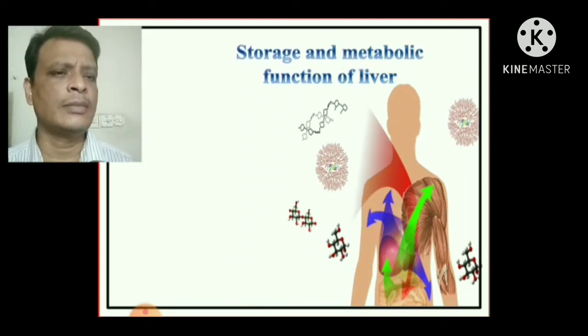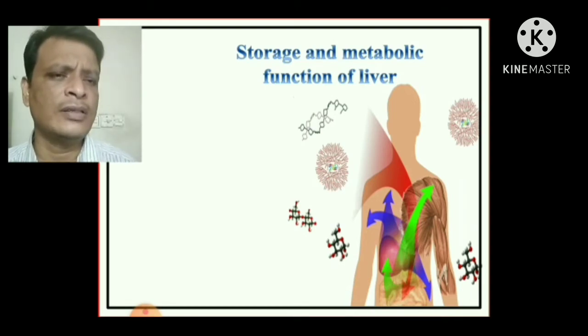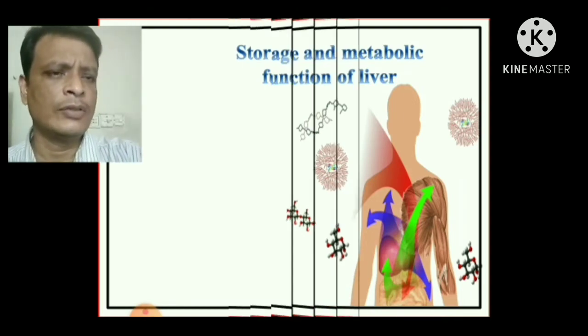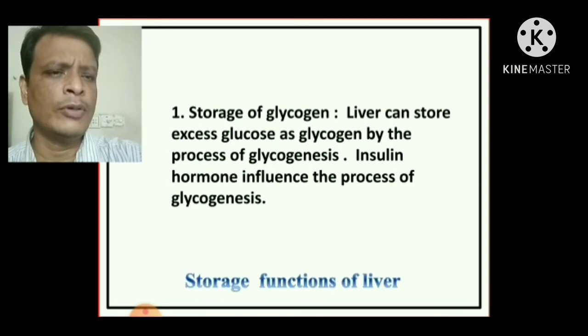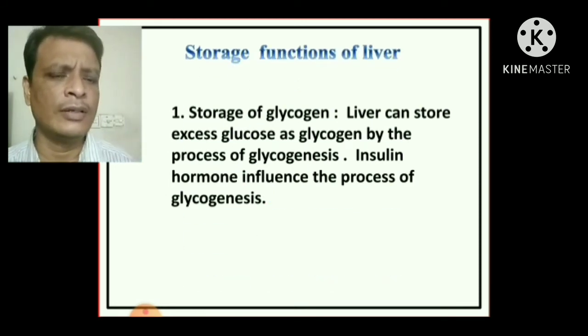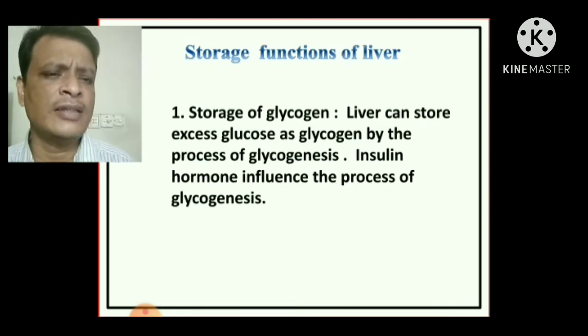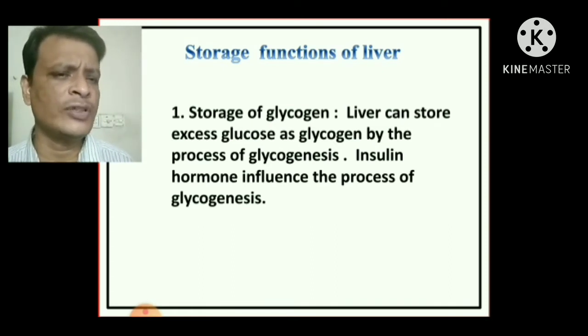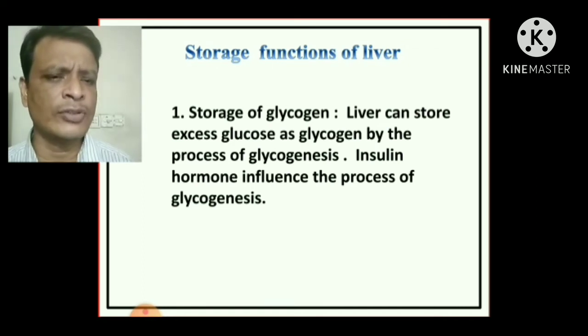Now let's discuss the functions of the liver. The liver has mainly 2 functions: storage and metabolic functions. First of all, we have to know about the storage functions of the liver. The first is the storage of glycogen. The liver can store excess glucose as glycogen by the process of glycogenesis. Insulin hormone influences the process of glycogenesis.